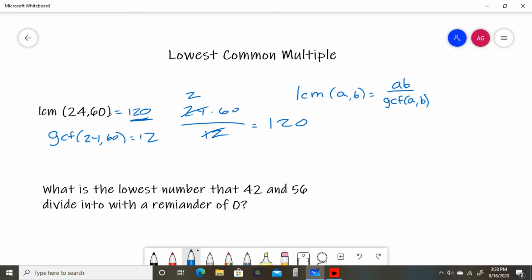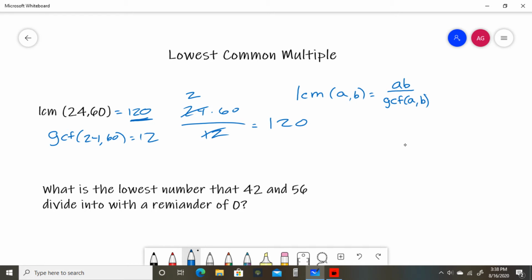Notice, I could have also done 60 divided by 12, which is 5, and then done 5 times 24. I just picked 24 because I find it easier to multiply by 2 than to multiply by 5. It's really just preference. So anyway, do all of that, and you find the LCM of 24 and 60 to be 120. There's another way that they can ask this kind of question, and that is, what is the lowest number that 42 and 56 divide into with the remainder of 0? This wording means exactly the same thing as finding the lowest common multiple.